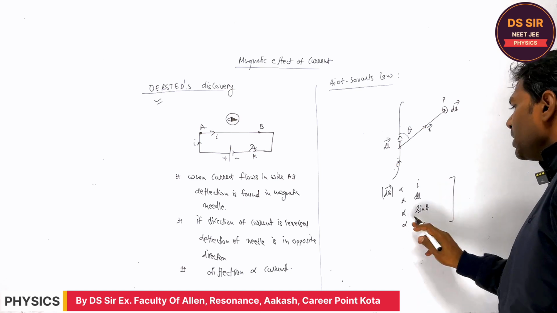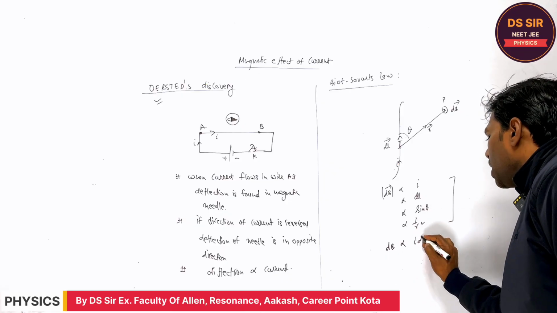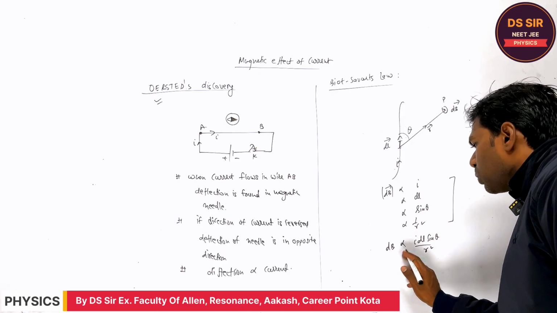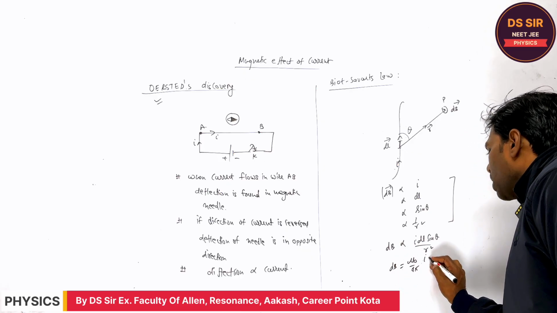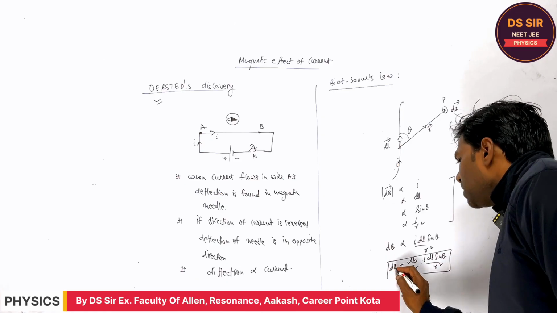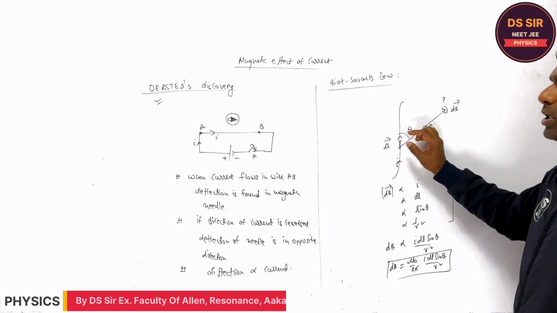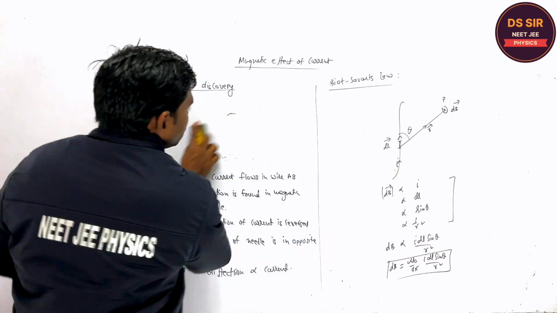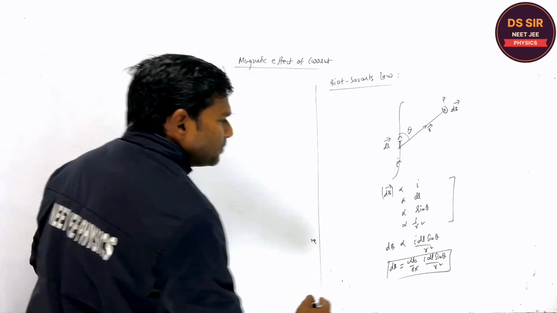So by experiment he found this, right? So dB is proportional to I dl sine theta upon r square. If the proportionality constant is included, dB equals mu naught upon 4 pi, I dl sine theta upon r square. So this is the elemental magnetic field due to the elemental portion, if the current I is flowing in it. Is it clear or not, you tell? dB is the elemental magnetic field, right?